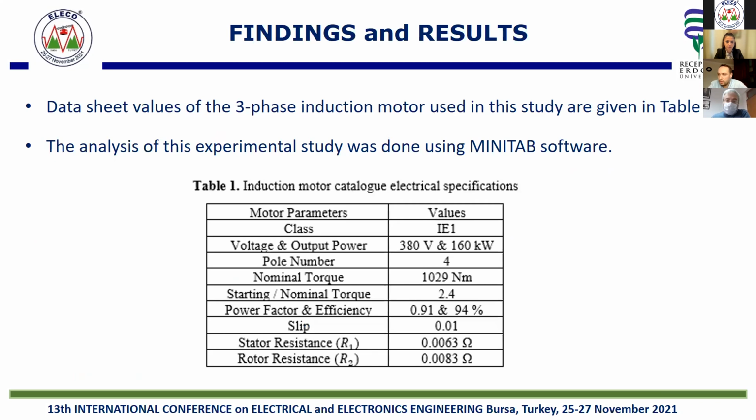First of all, the data sheet of the three-phase induction motor used in this study is given in the table below. As you can see, motor input voltage is 380 volt, output power 160 kilowatt, nominal torque 1029 Newton meter, and efficiency 94%. The analysis of this experimental study was done using Minitab software.